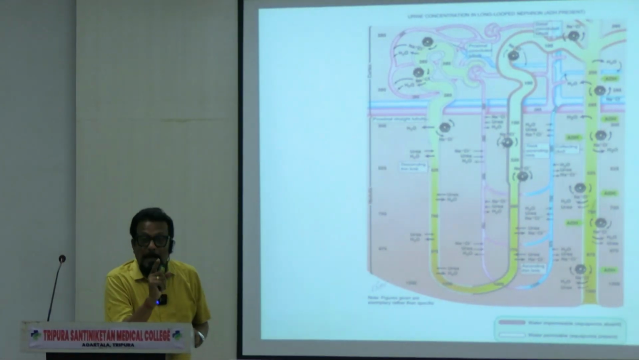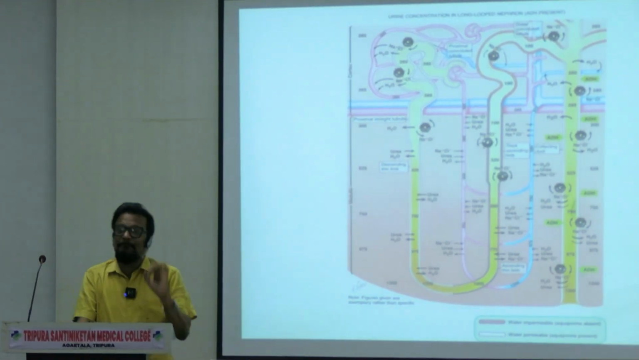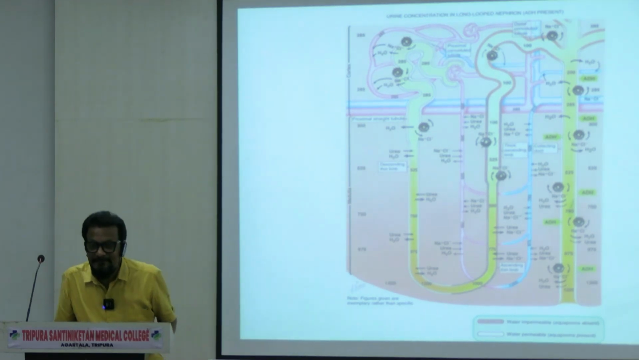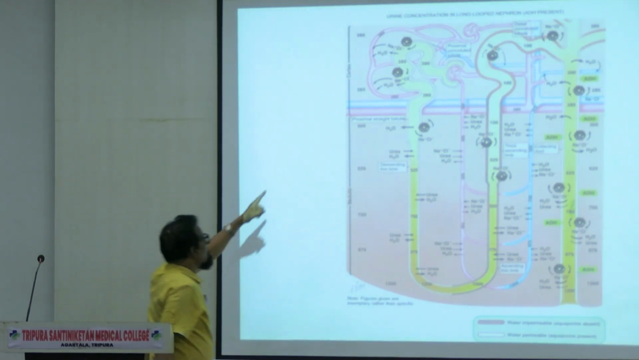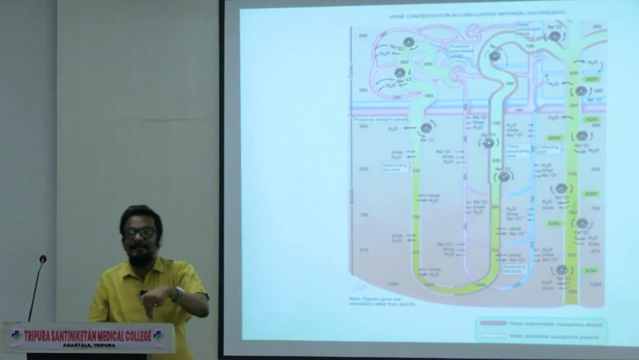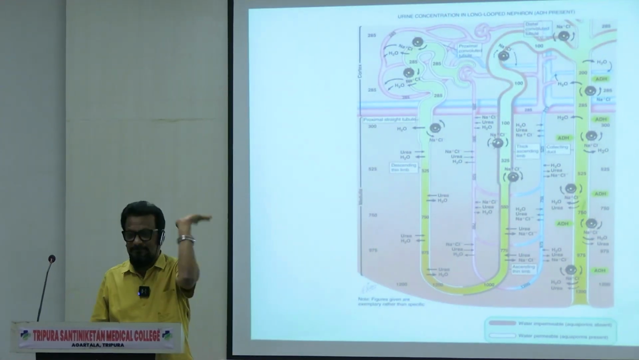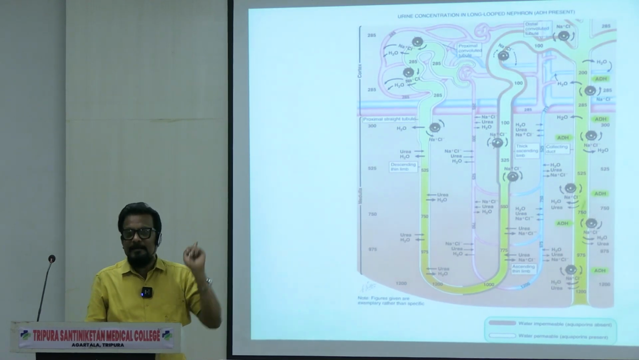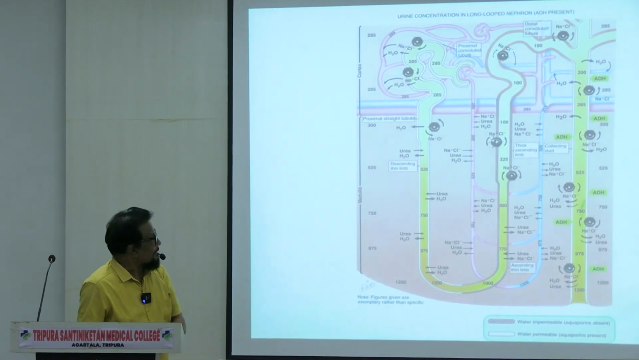So the countercurrent multiplier system has only one function. What is this? To make this gradual increase in osmolarity. This is the function of the countercurrent multiplier system.